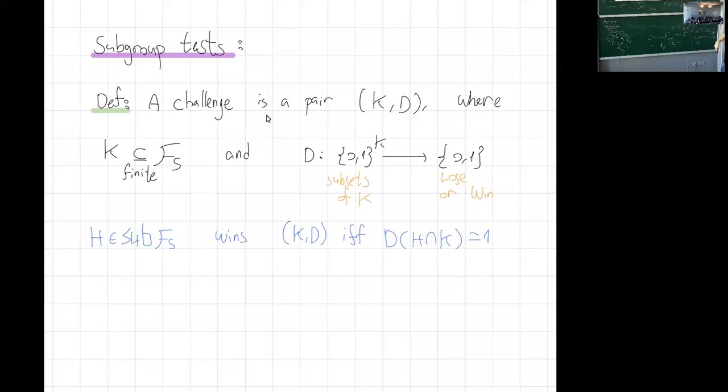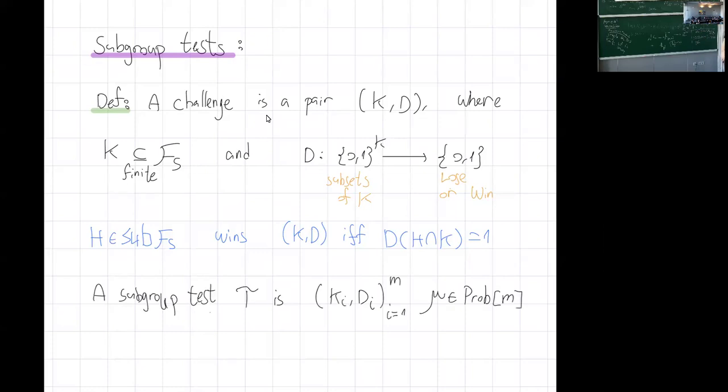And I will say that a subgroup H wins against this challenge if and only if the following holds. I can just intersect H with K, as I did before when I defined the weak star topology. I will get a subset of K, right? And now I can evaluate D on subsets of K. It will be a win when the output is 1, and it will be a lose when the output is 0. Okay, so we understand what it means for a subgroup to win a challenge.